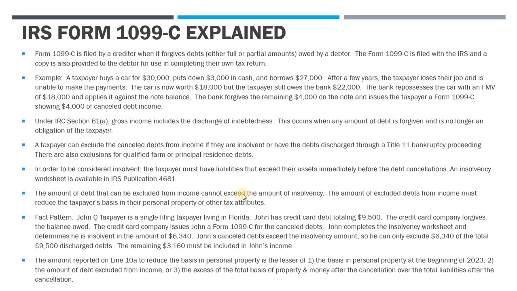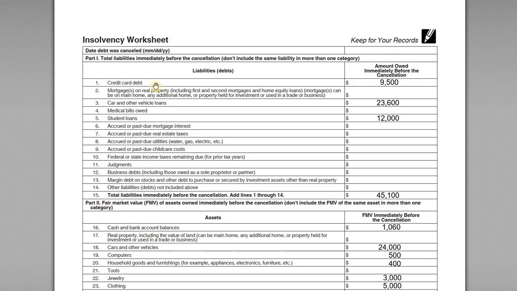The amount of debt that you're excluding from income can't exceed the amount of your insolvency. So even though he had $9,500 in debts canceled, you can't exclude all of it. Sometimes you could, right? If his liabilities far exceeded $9,500, he might be able to exclude all of it. But in this case, when we look at the worksheet, he's only going to be able to exclude a portion of it. And then the amount that is excluded has to reduce the basis in his personal property. All right, so let's take a look at the 1099-C, and then we'll get into the insolvency worksheet here.